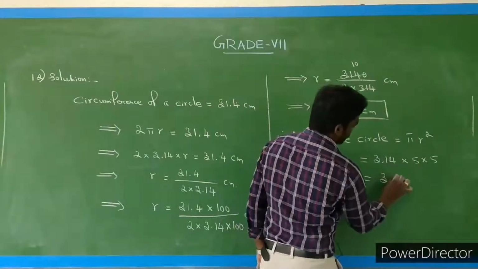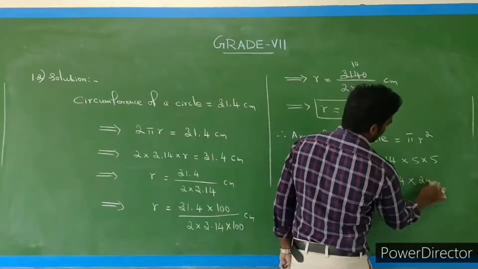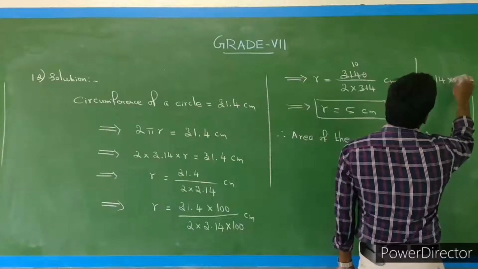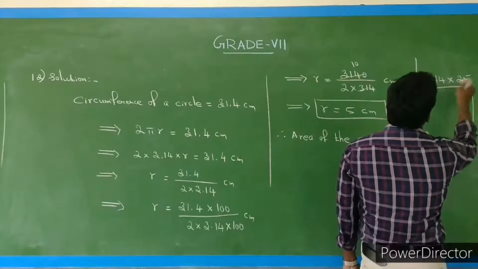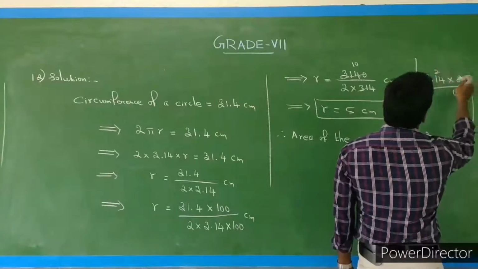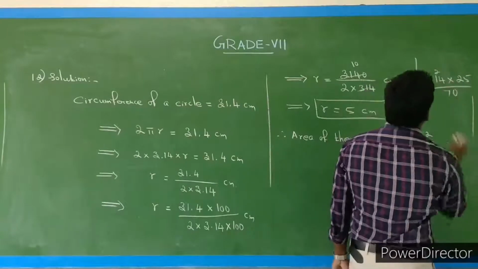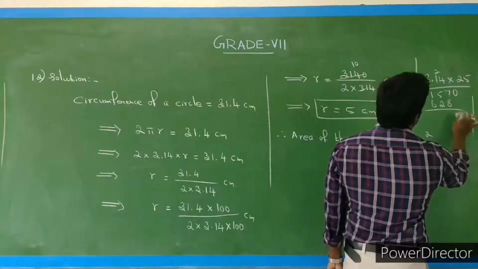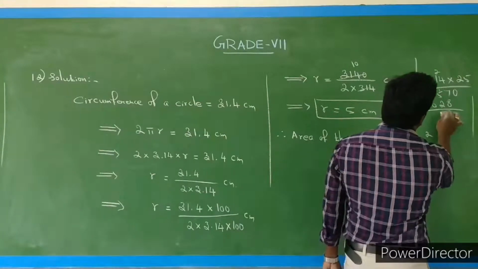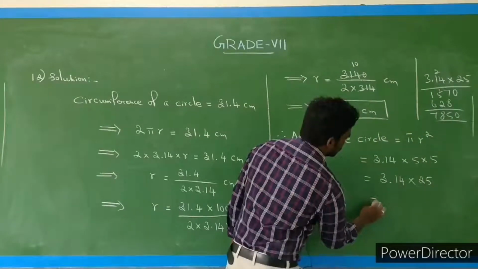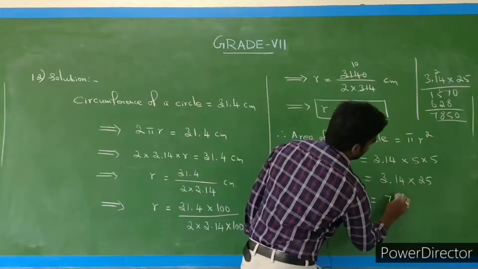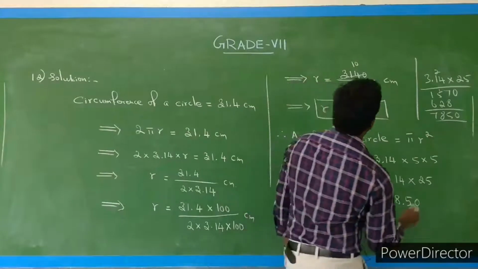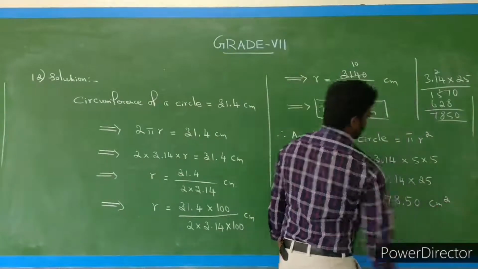So 3.14 multiplied by 5 5s are what is that? 25. So 3.14 multiplied by 25 we get 4 5s are 20 remaining 2, 1 5s are 5 plus 2 what is that? 7, 3 5s are 15. So next value is 8, 2 and 6, 0, 15 remaining 1, 8 and 7, which is equal to what is that? 7850. So we can move 2 digits from right side. 78.50 centimeter square is the area of the circle.